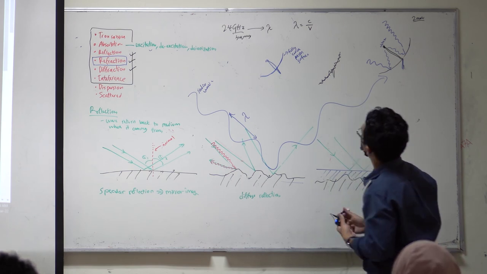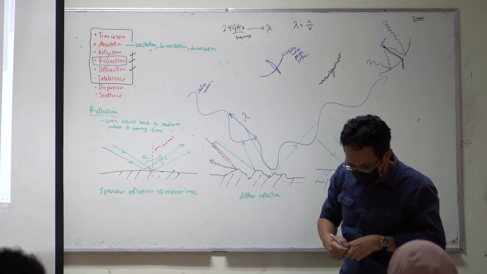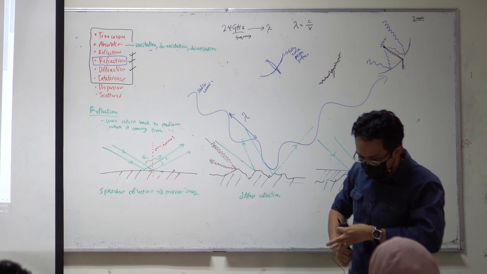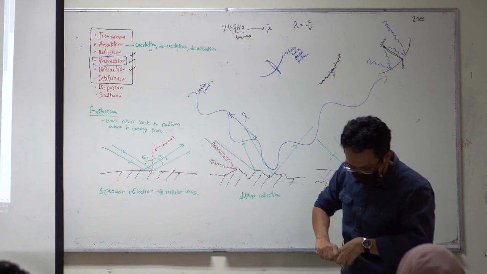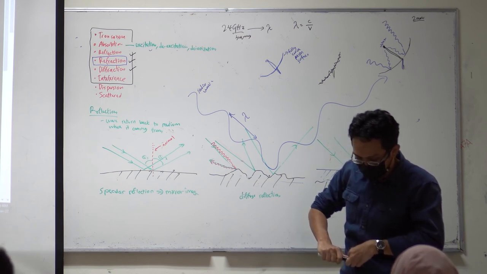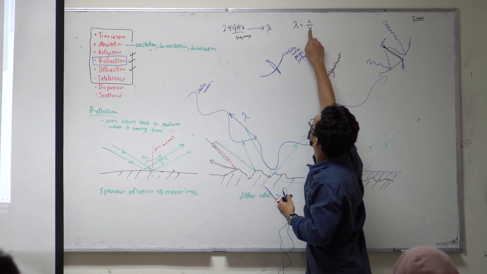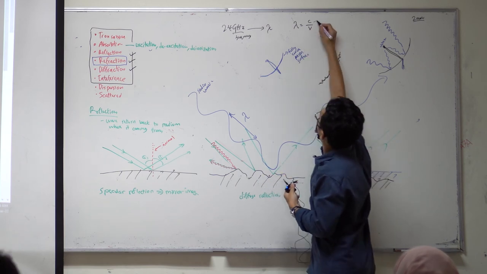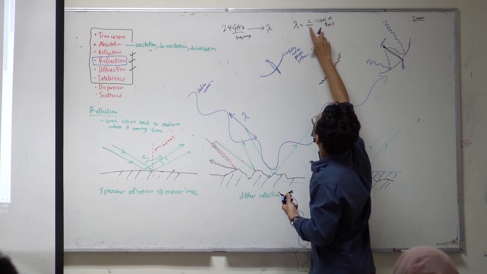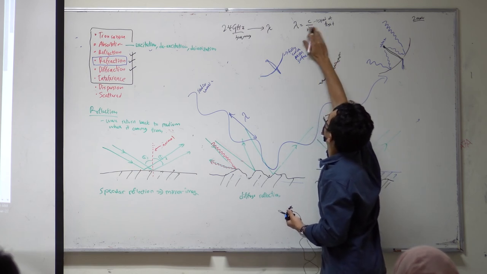V is what? V is not volume here. It is the speed of light. Because sometimes people use something like this, it doesn't matter, but it is frequency.